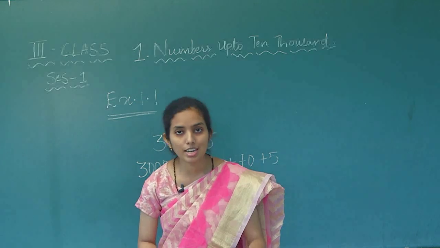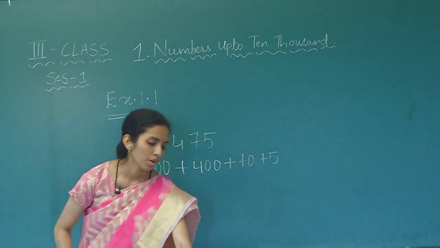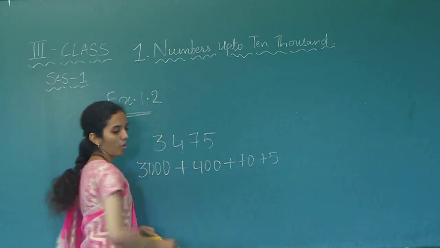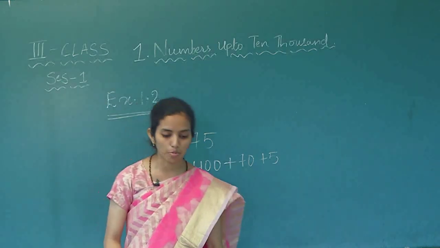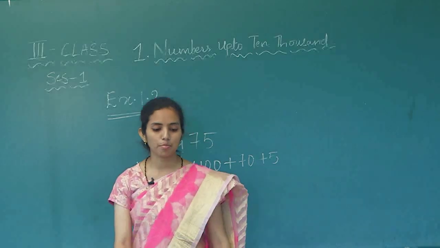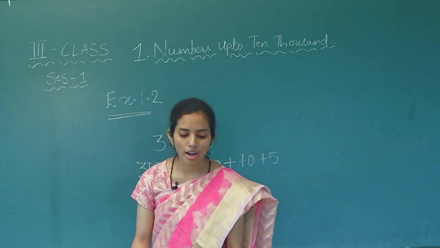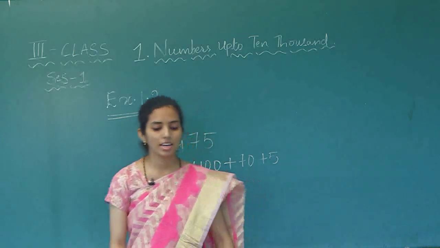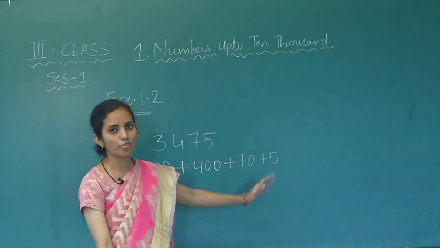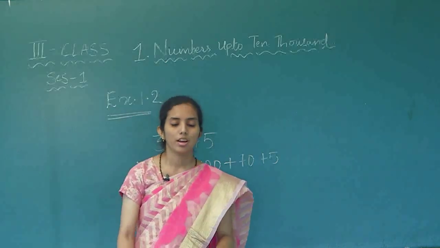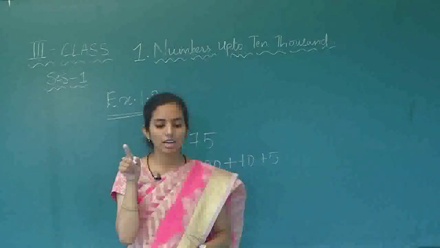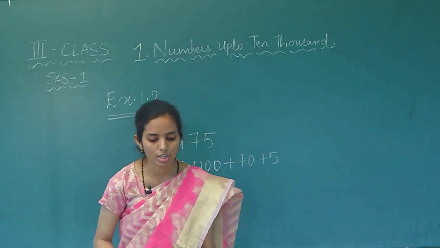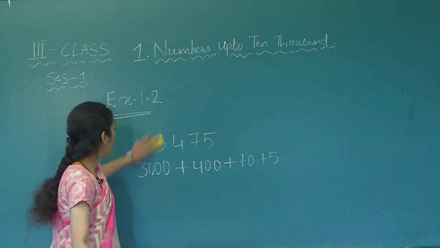Now exercise number 1.2. What is he asking? Fill in the boxes. Example, 6439 is given. So what is he telling? He is just writing the expanded form in the form of boxes. 9 in ones place, 3 in tens place, 4 in hundreds place, 6 in thousands place. So let us do an example.